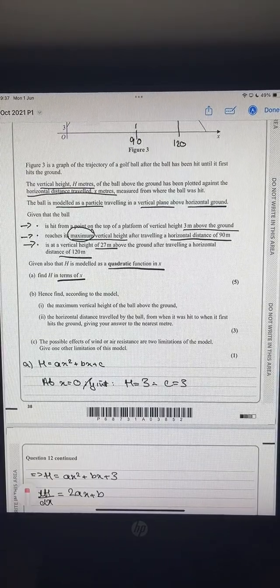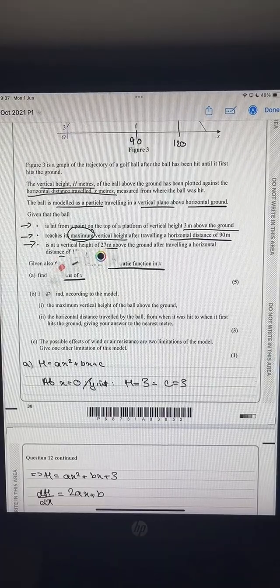Okay. Part B is pretty nice. Hence, find according to the model the maximum vertical height.